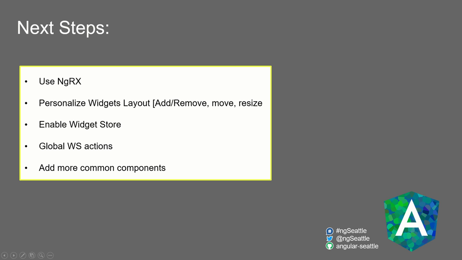Global workspace actions. So you see the buttons that they have. If these buttons match for different widgets, why not move them up into the parent component? And the same as the search, how the search is controlling all the different widgets, these buttons, the aggregation buttons and the filter buttons as well, will be in the container, and they will control the flow down there. Add more common components. This is case by case, your business will be responsible to find out.